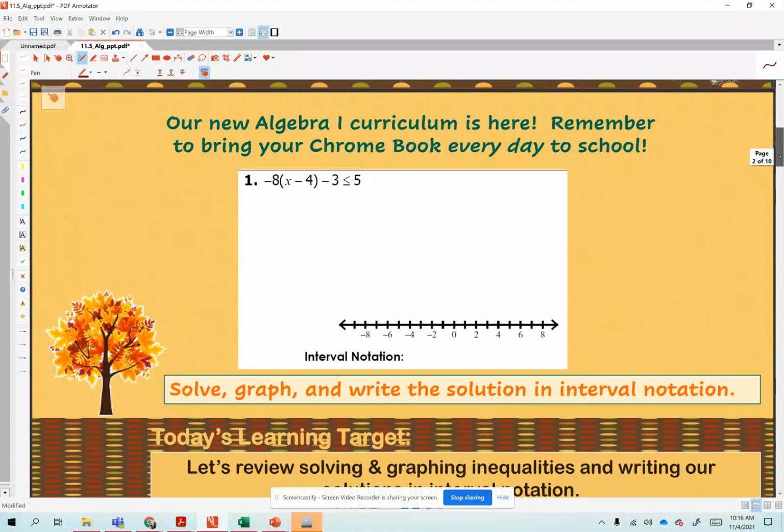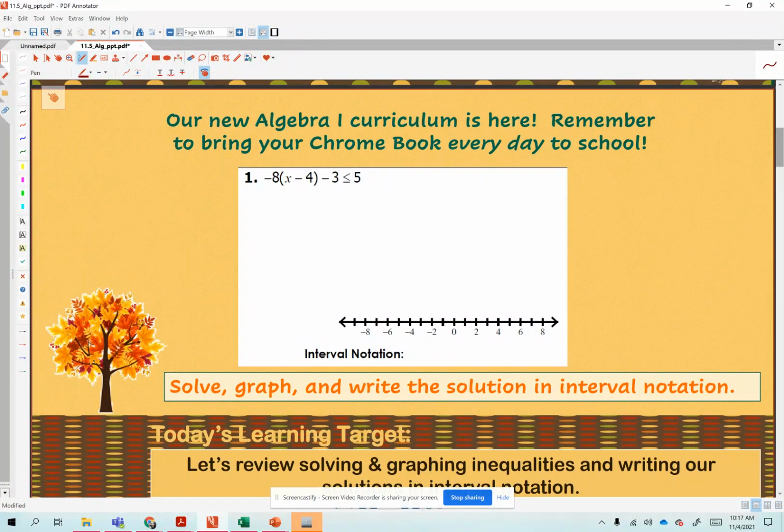So, first thing I want to remind you is that our new algebra curriculum has begun arriving at Benny Dover. So, you need to bring your Chromebook every day to school. This is a computer-based curriculum, and that's how we're going to be doing the majority of our work.